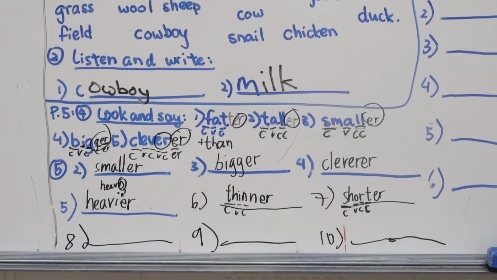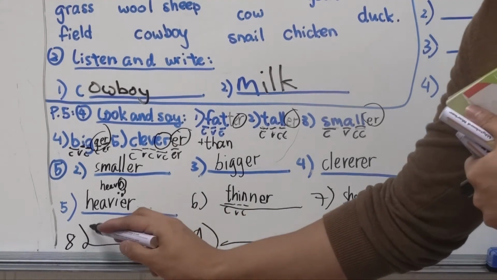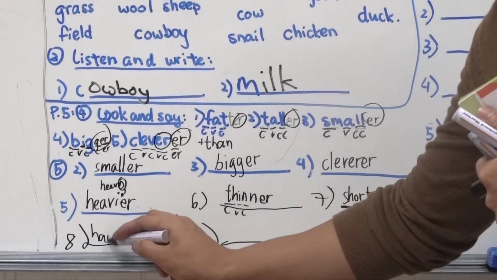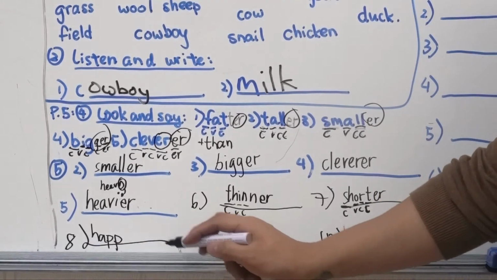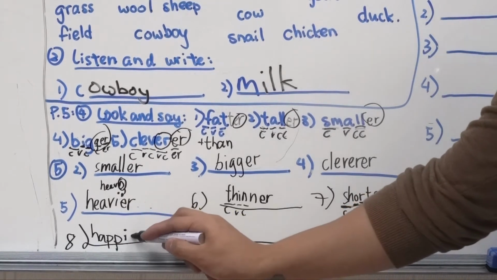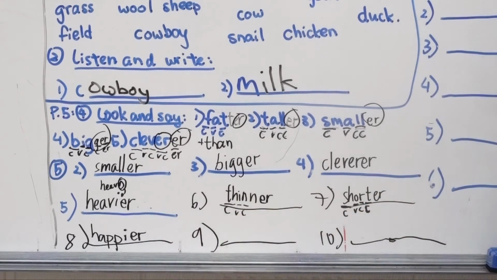Next one we have happy. H-A-P-P-Y. When the word is ending in Y, we change Y to I and then add ER, right? Happier. Happier than.